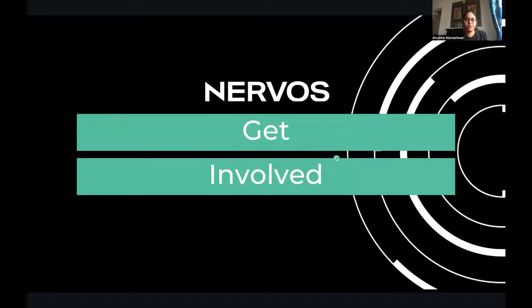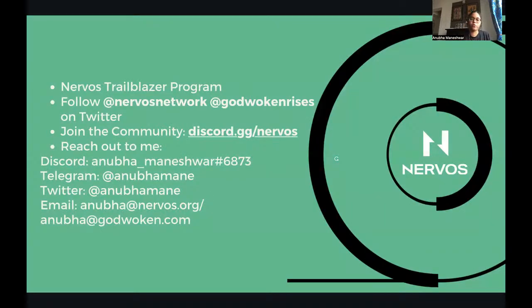If you want to get involved in the community, there is a program called the Nervos Trailblazer program, which is more of outreach and marketing. You can always check it out if you want to become a part of it. I have a most amazing friend, Lee, who leads the program, and I can introduce you to him. You can always follow Nervos Network and Godwoken Rises on Twitter. Godwoken Rises is a new Twitter account that we are setting up. So you might understand that there are multiple announcements coming. I am not supposed to say this, but there are multiple announcements that are going to come within this month. So keep an eye on it.